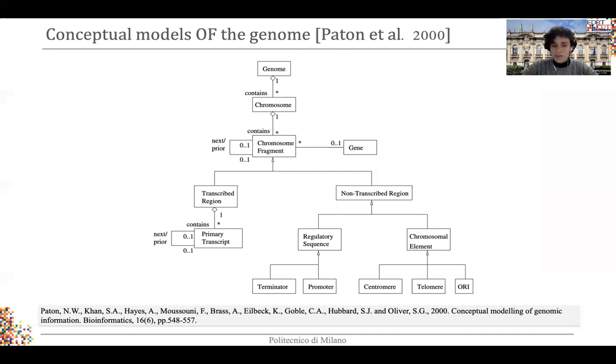What do I mean by of the genome? These are conceptual models whose classes or entities directly represent part of the genome. Here, for example, we have Peyton and colleagues that in 2000 represented the genome with its chromosomes, chromosome fragments, which are, for example, connected to genes. Chromosome fragments may be transcribed regions or non-transcribed regions, and these may be regulatory sequences or chromosomal elements, and so on and so forth.